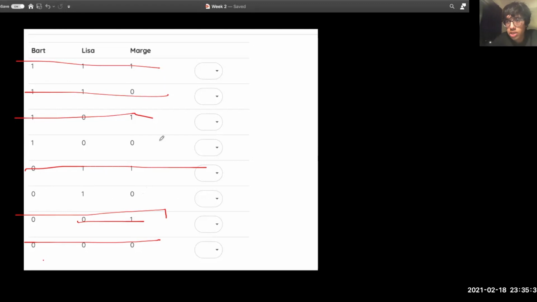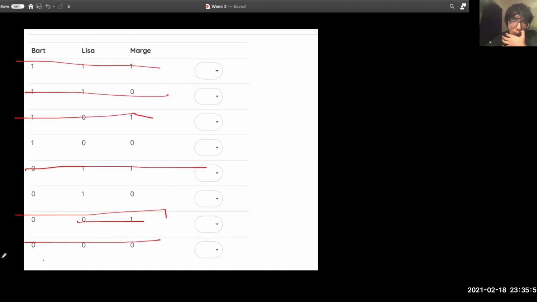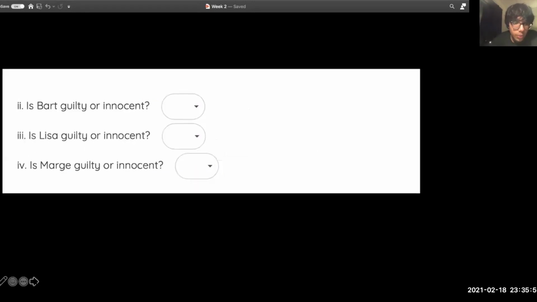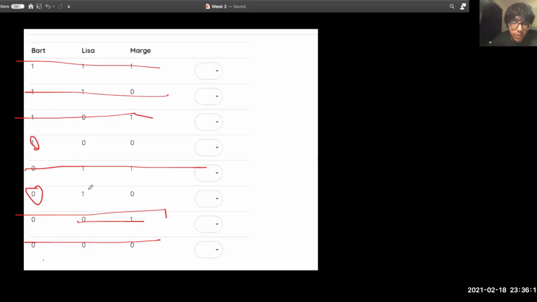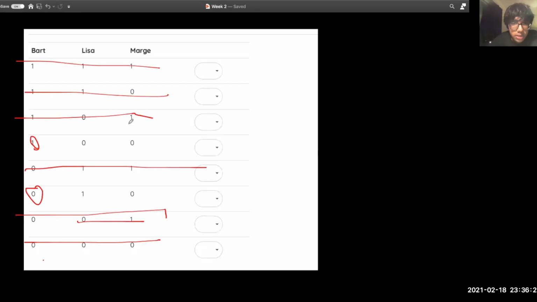So we only have two scenarios left now. Using these two scenarios, we need to come up with a conclusion. Is Bart guilty or innocent? Let's look back at our table. Bart can either be guilty or innocent, and we don't know, so we would call this not determined. Is Liza guilty or innocent? We don't know anything about Liza, so she could be guilty or innocent. We would also say not determined. And lastly, is Marge innocent? Yes, Marge is innocent because both of these are zeros.